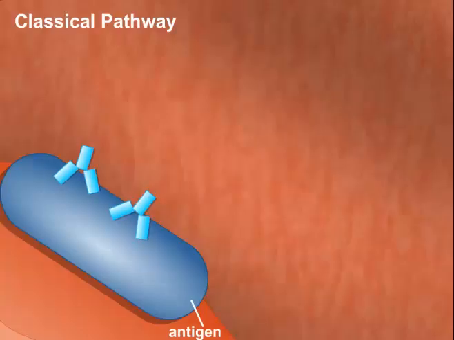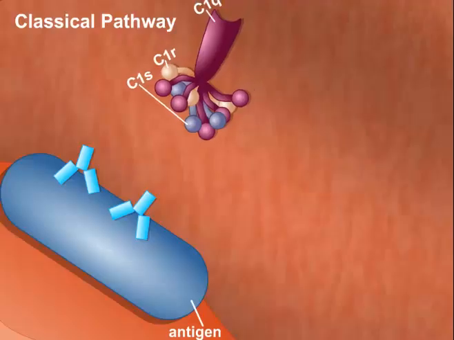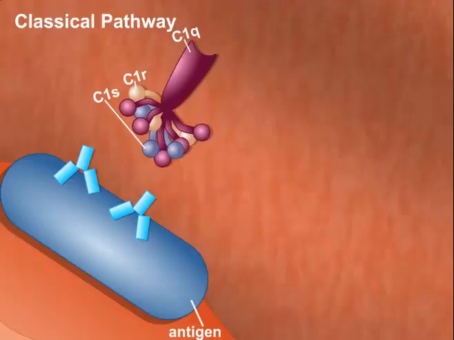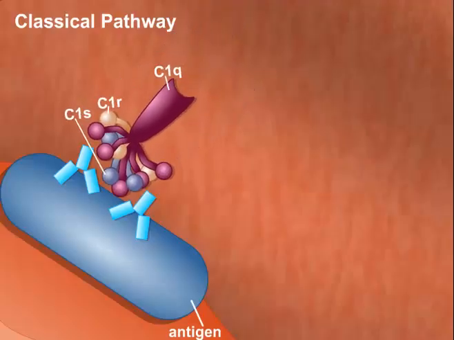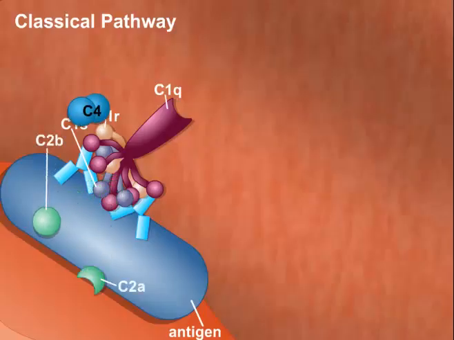Following binding of antibodies to cell surface antigens, C1, which is composed of 3 proteins, R, Q, and S, attaches to the constant region, Fc, of adjacent antibodies through its C1q subunit. C1s then acts on C2, cleaving it into C2a and C2b. Then C1s cleaves C4 into C4a and C4b.